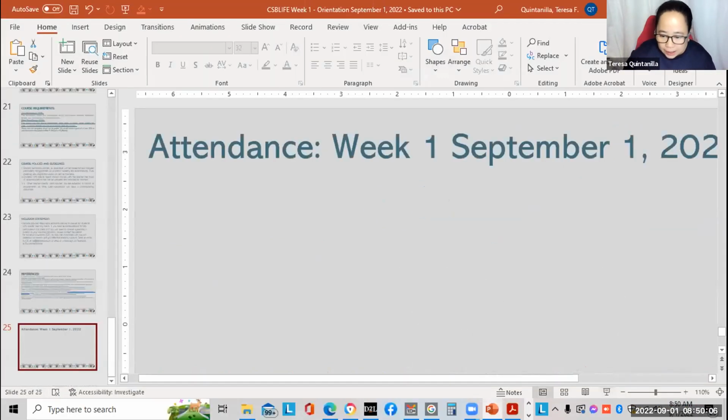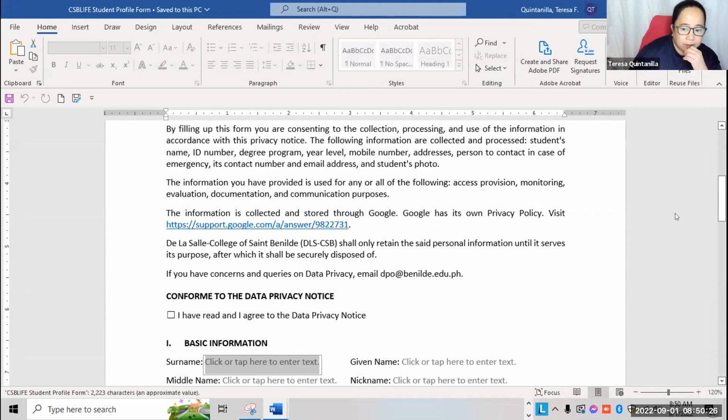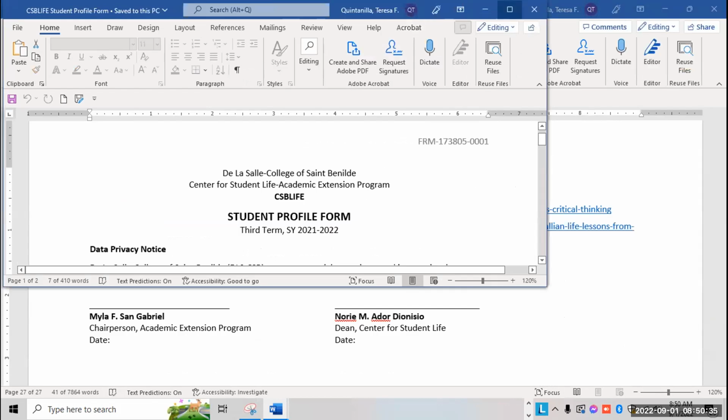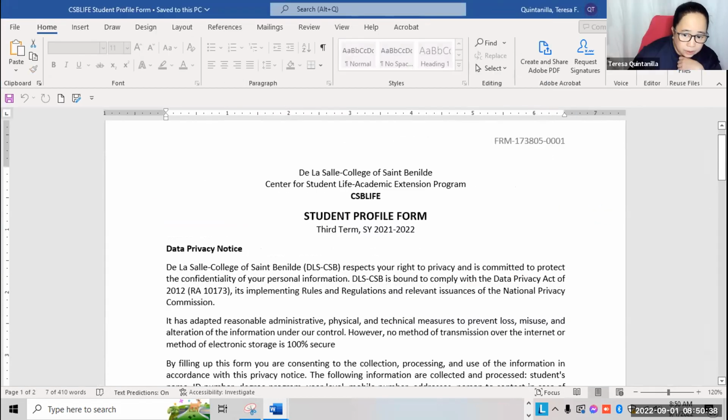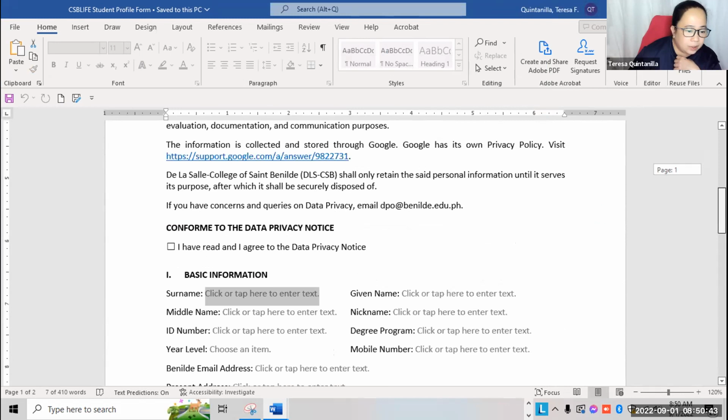So any questions, guys? Do you have any questions? I'm going to show you the student profile form. Can you see it? Okay, this is the student profile form. So we're going to fill it up. This will not be distributed to any department. It's for the class requirement.